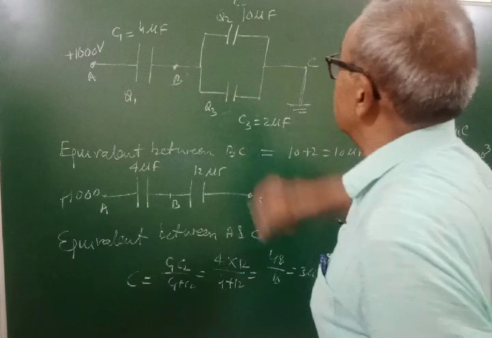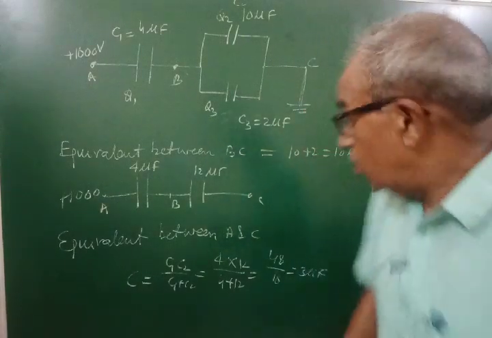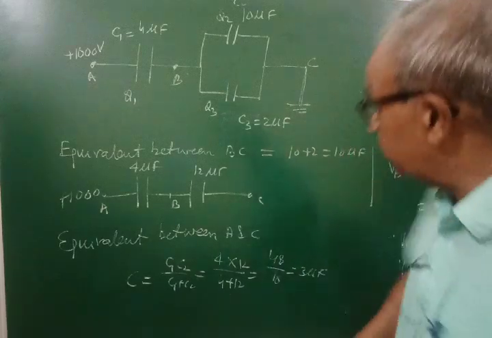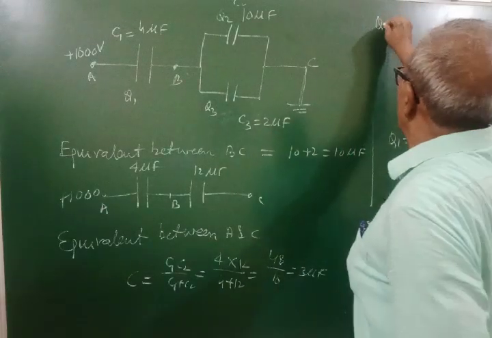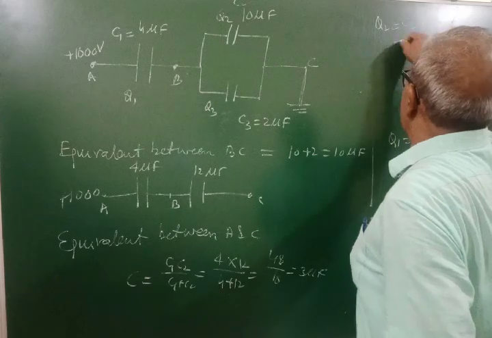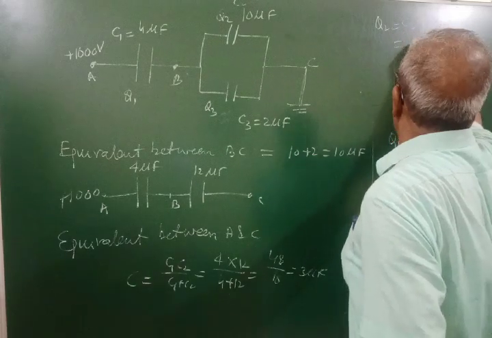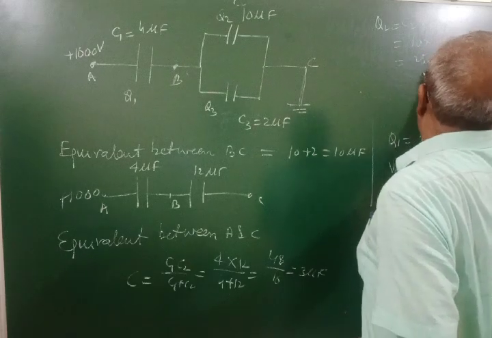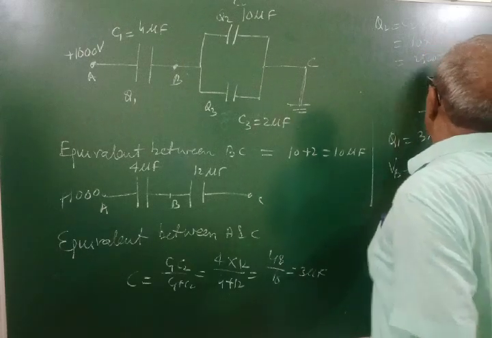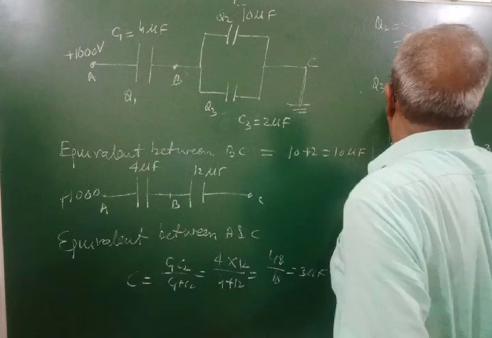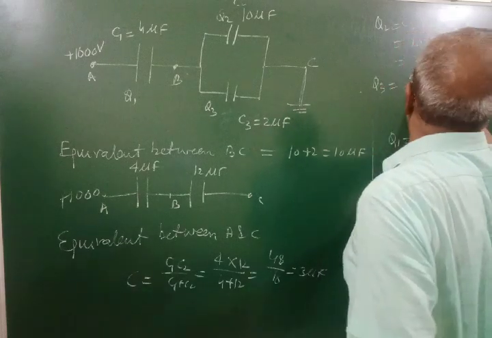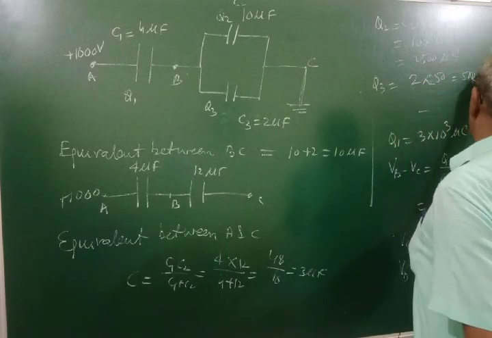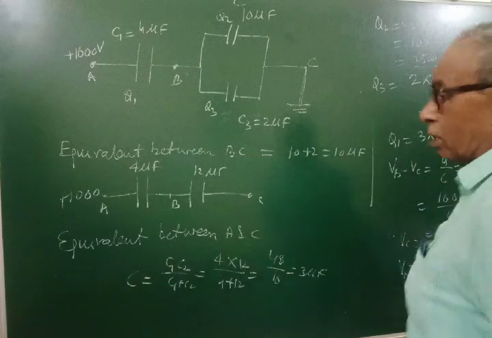Then how to find charge Q2? Potential difference between points B and C is 250 volt. So Q2 equals C2 into V, that is 10 and 250, so it is 2500 micro coulomb. Q3 is 2 into 250, which means 500. Their sum should be 3000, and that is so.